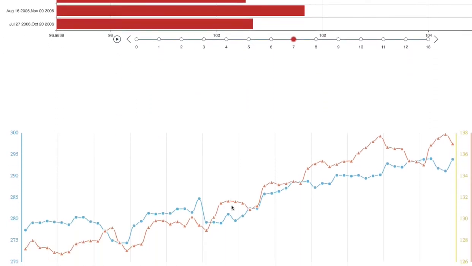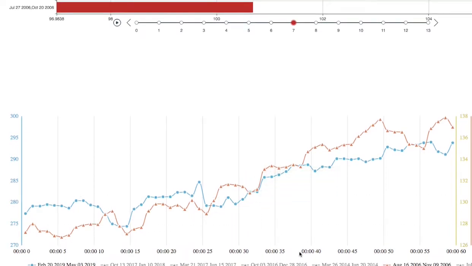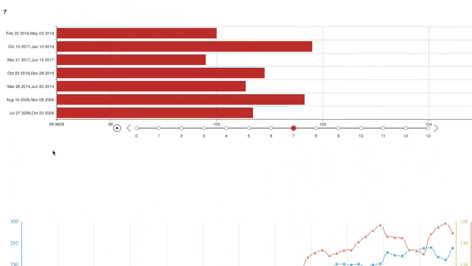And here's the chart that I compared it to. I overlapped it with the current trend with the one in 2006, and that is it.